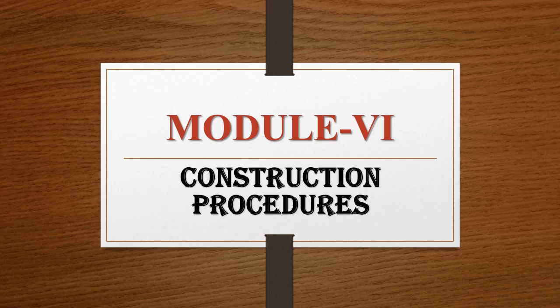In the previous sessions, we have studied what is contract. What are the elements of a contract? What are the essentials of contract? Contract documents, the different conditions of contract, including the general conditions as well as special conditions, and also the important clauses in construction contract as per Indian Contract Act.